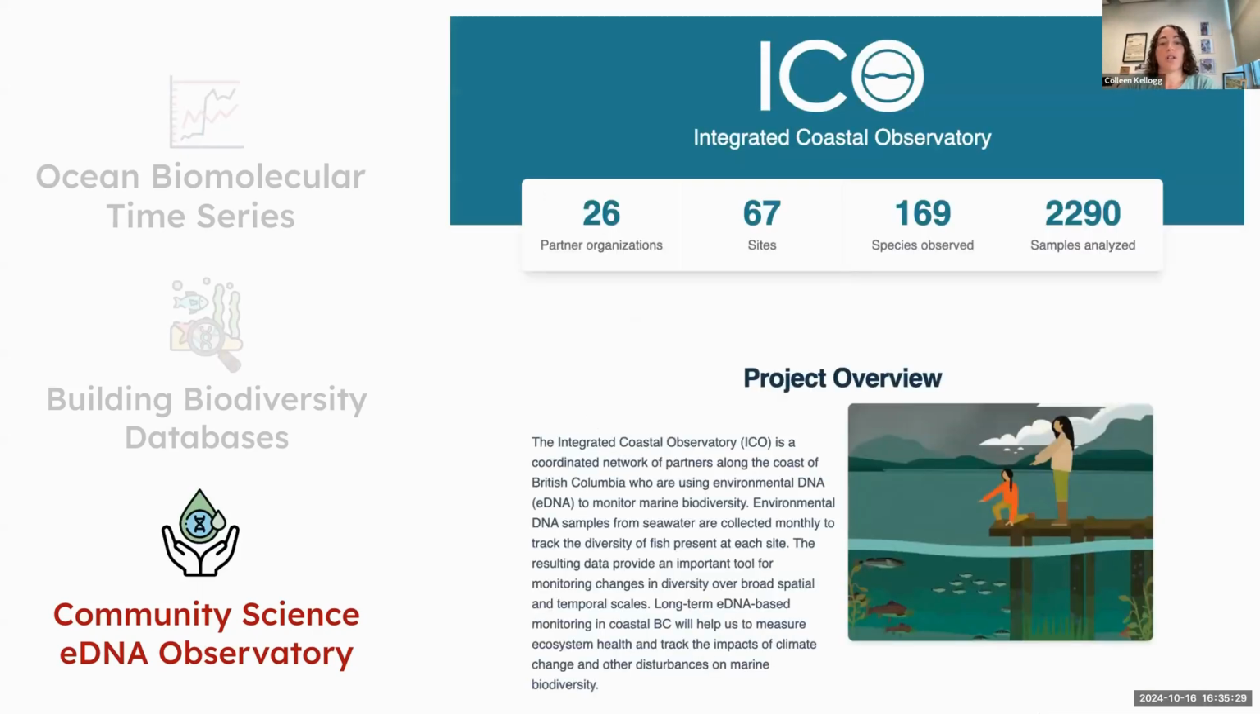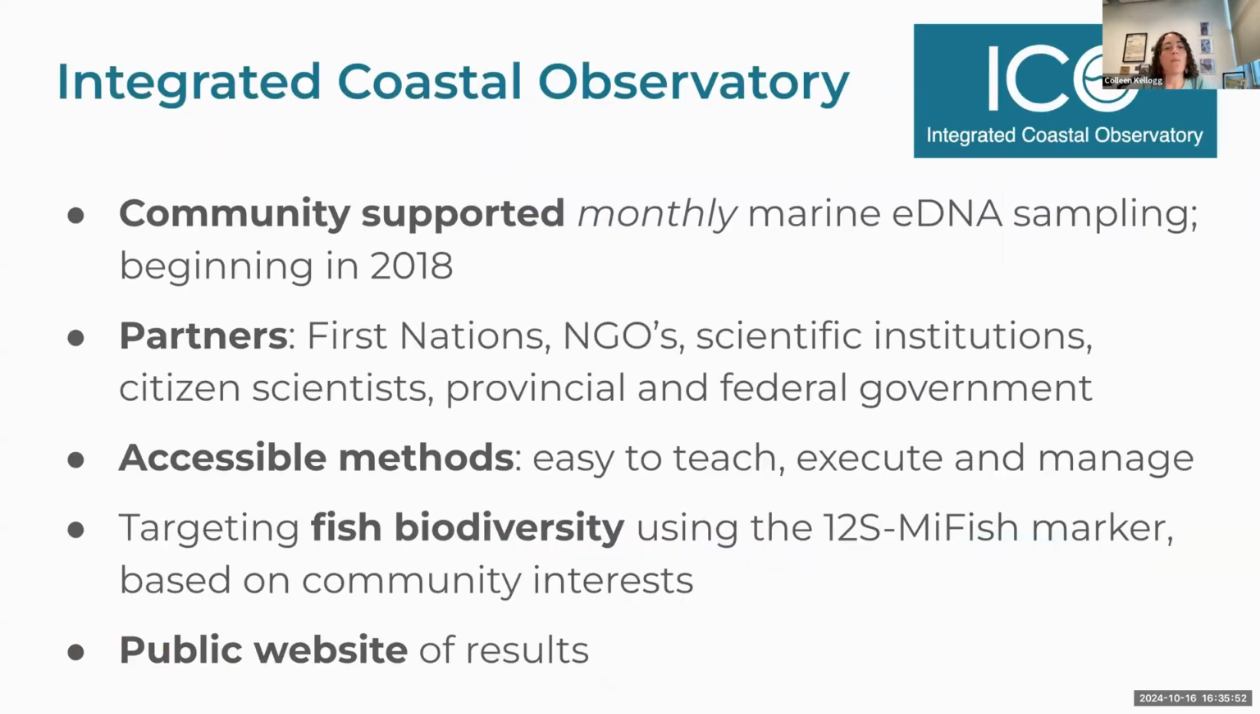So our solution to this question was to employ environmental DNA-based approaches to assess biodiversity, and then to reach out to coastal communities in British Columbia to see if they were interested in collecting eDNA samples to support this coast-wide network of biodiversity monitoring sites. And so from this came our Integrated Coastal Observatory, or ICO. The ICO program began in 2018 and draws on community partners to collect monthly eDNA samples.